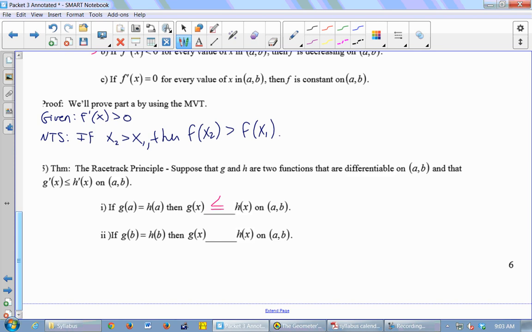And let's flip it around a little bit. Still, g prime is less than h prime, but now they're going to finish in the same place. So g of b equals h of b. They finish in the exact same place, but g prime was always smaller than h prime. How can you talk about the relationship between g and h in this one? G of x is bigger. Yeah, can you explain why?